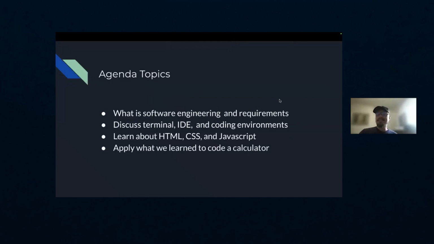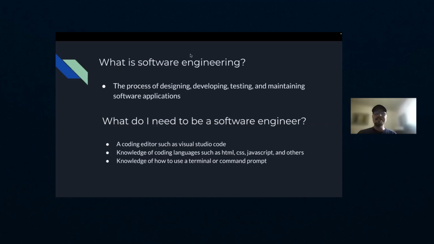The agenda topics today are: what is software engineering and what requirements do you need to engineer software. We're going to discuss the terminal, IDE, and coding environments. We're going to learn a little bit about HTML, CSS, and JavaScript, and apply what we learned in order to code a calculator. So what is software engineering? Software engineering is the process of designing, developing, testing, and maintaining software applications.